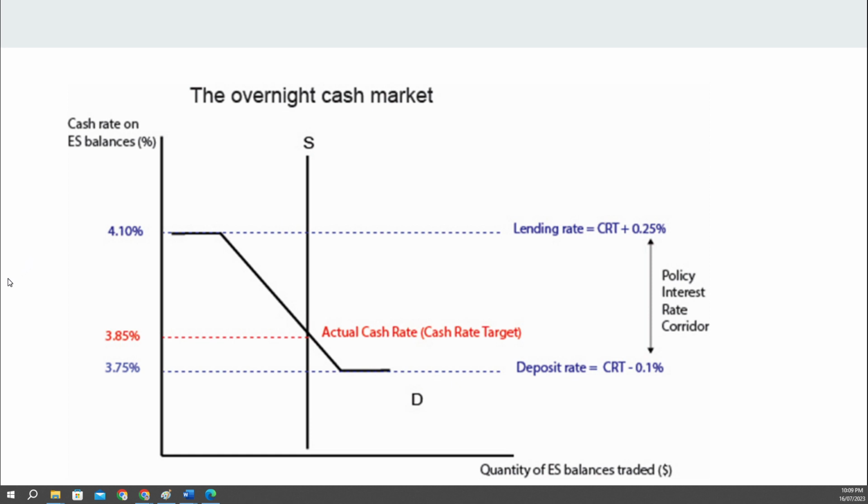Hello economics students. So in this video we're going to talk about how the RBA actually changes the cash rate target, which is actually the easy part now that you've done all this work.